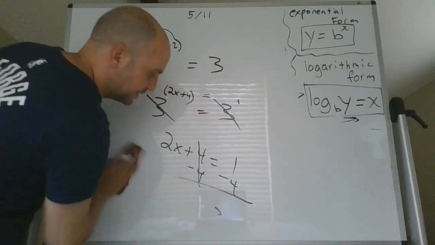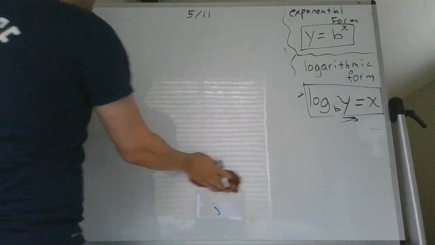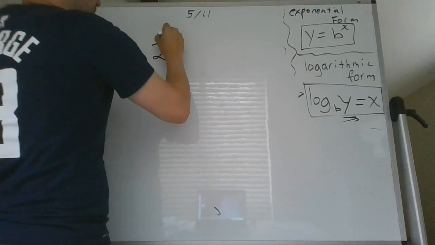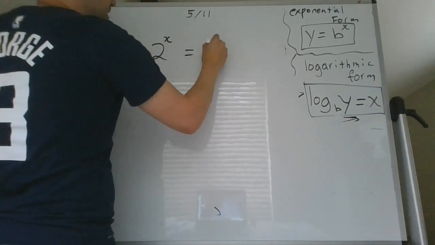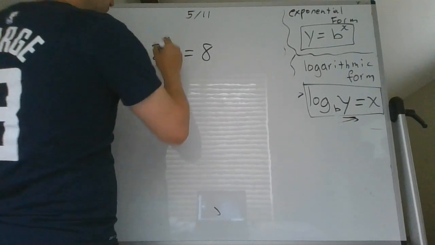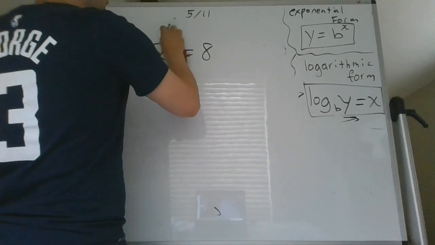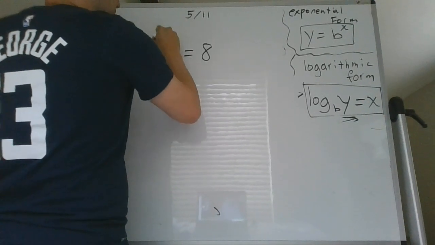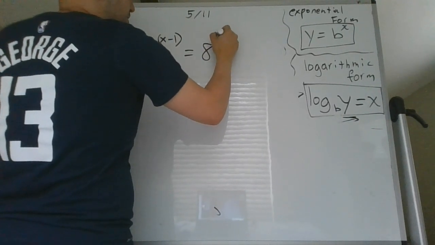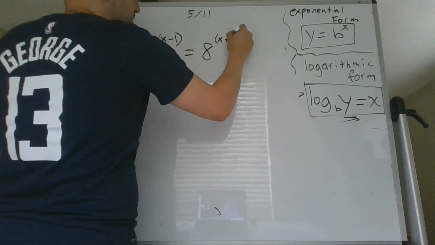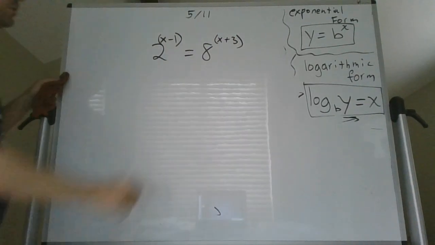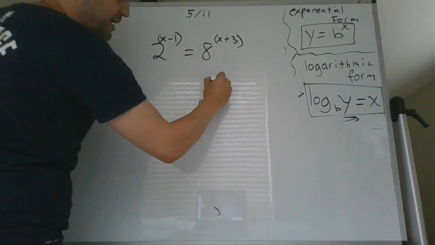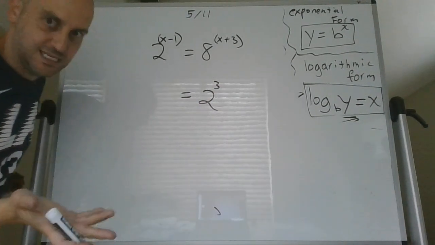Another one like that, just so we can get us to where we are. Let's say we have 2 to the power of x minus 1 equals 8 to the power of x plus 3. Okay? Something like that. So this is a base of 2, this is a base of 8. I can change 8 into 2 to the power of 3, because 2 to the power of 3 is 8.